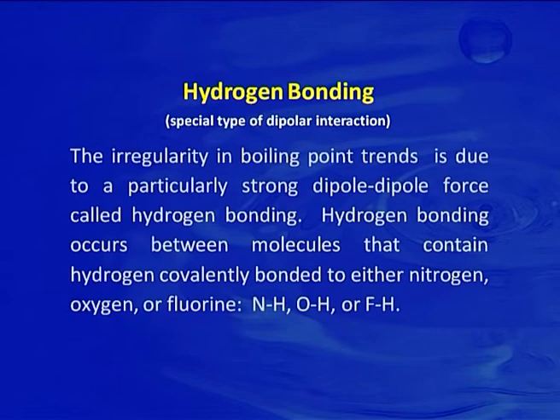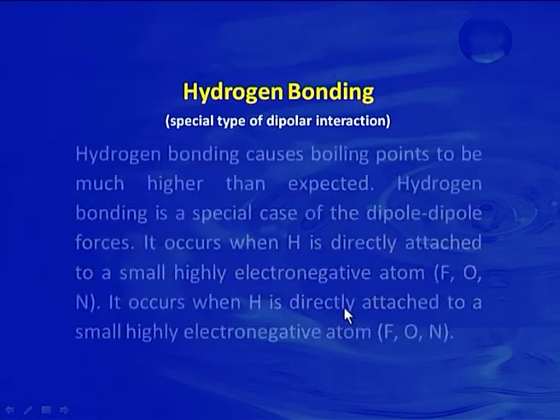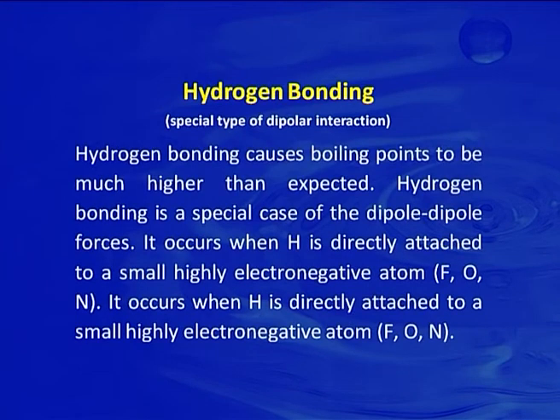It is a special type of dipolar interaction. The irregularity in boiling point trends is due to a particular strong dipole-dipole force called hydrogen bonding. Hydrogen bonding occurs between molecules that contain hydrogen covalently bonded to either nitrogen, oxygen or fluorine: nitrogen bonded to hydrogen, hydrogen bonded to oxygen, hydrogen bonded to fluorine. Hydrogen bonding causes boiling points to be much higher than expected.